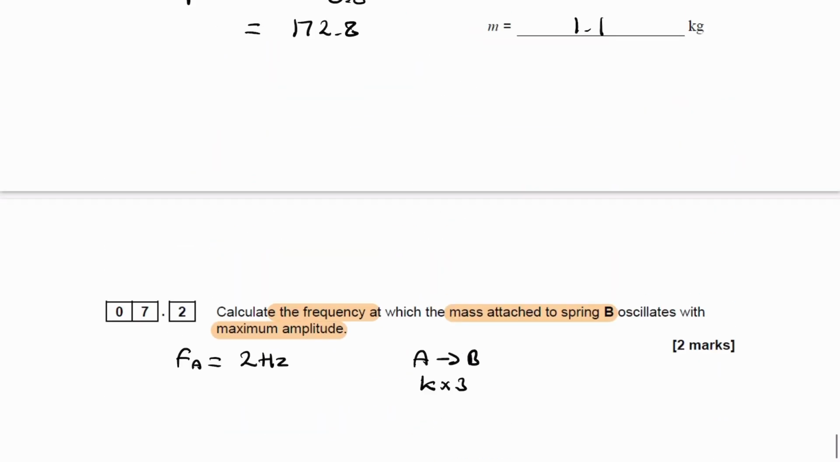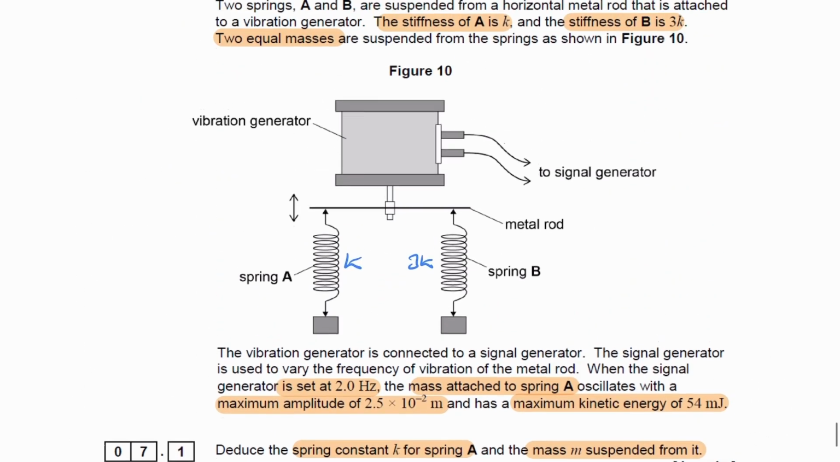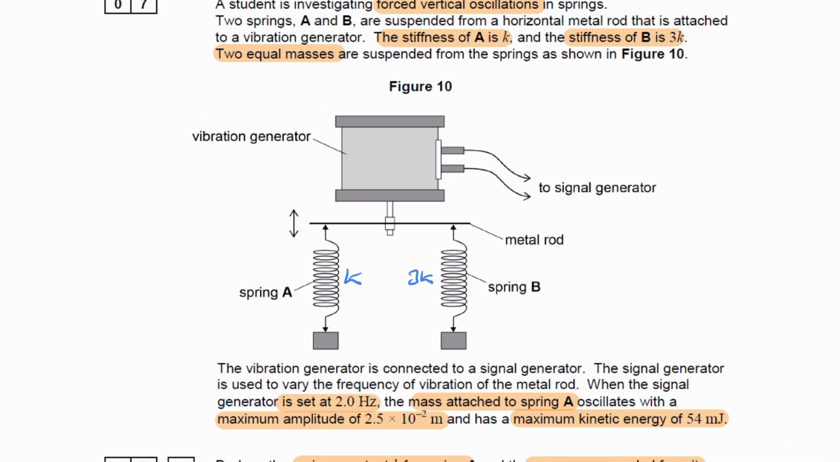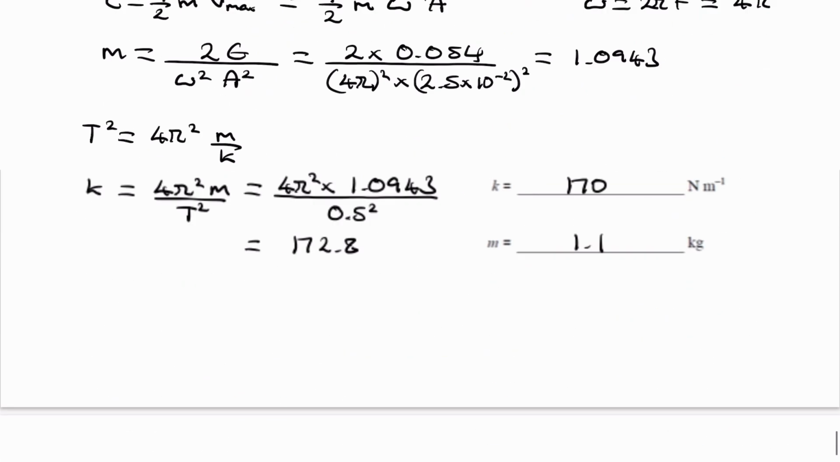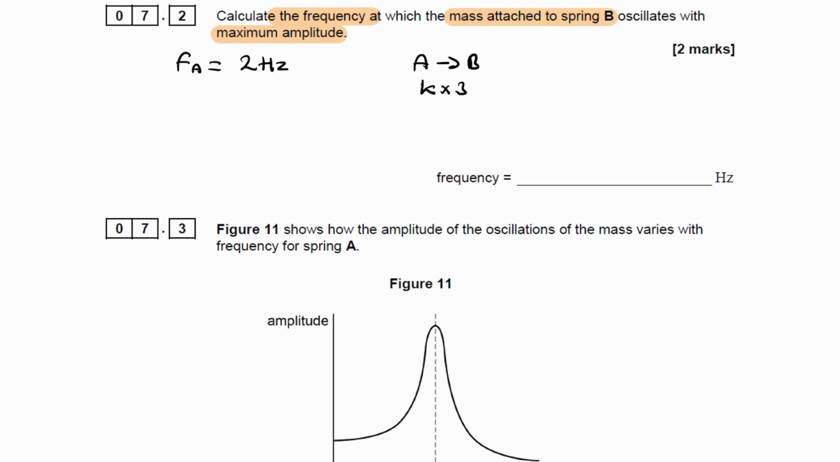If we go back to the diagram, we were told in the question that the spring constant of spring A was K and that of B was 3K. So when going from A to B, spring constant triples. So we can use proportionalities to work out the new frequency. So frequency is equal to 1 over time period, and time period is equal to 2 pi root m over k.